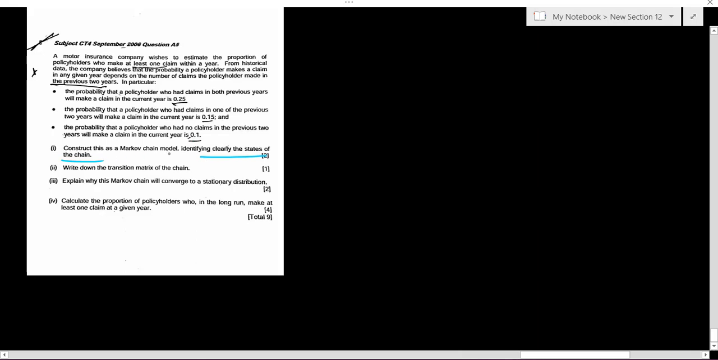So they're saying construct a Markov chain model identifying clearly the states of the chain. So now this is a bit complicated. Let's see how we go about doing this. So let's define the state space first. So basically we are modeling the claims in 2 years, and then based on that we want the claim of the next year. So I'm keeping 4 states here.